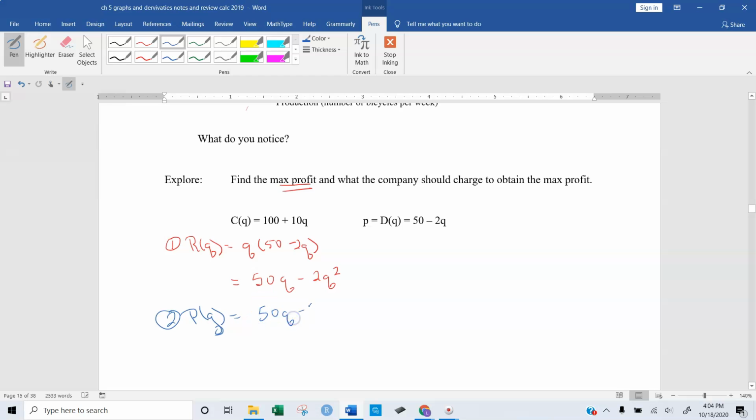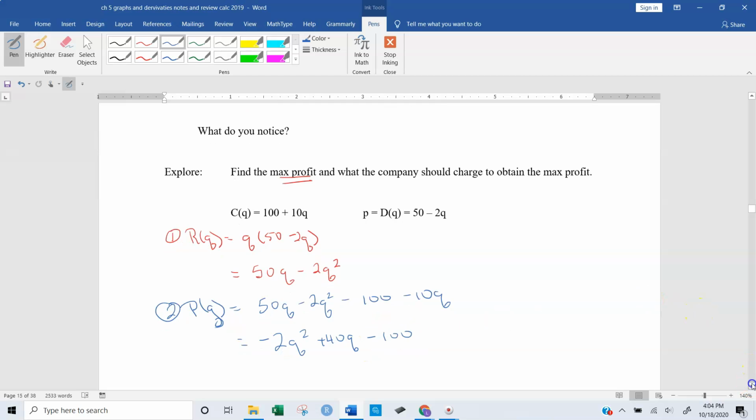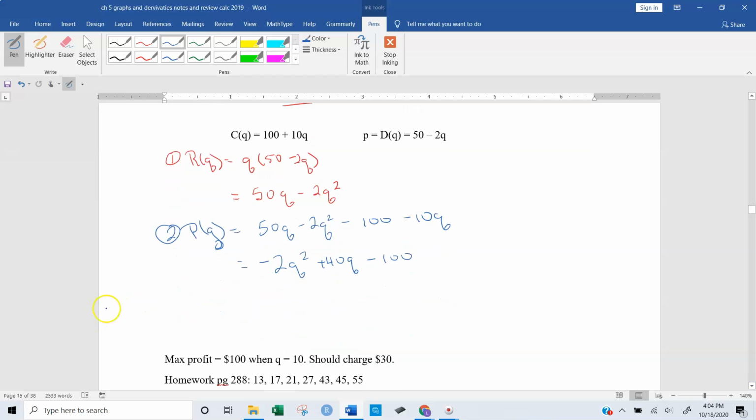So 50q minus 2q squared minus 100 minus 10q. I just distributed that negative through. Okay, combine your like terms and put them in descending order. So we got negative 2q squared plus 40q minus 100. All right, now to find the max profit, we have to take the first derivative.